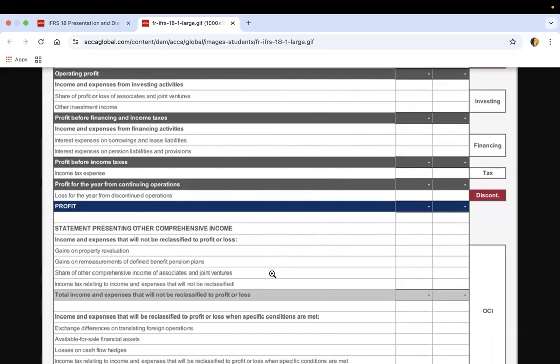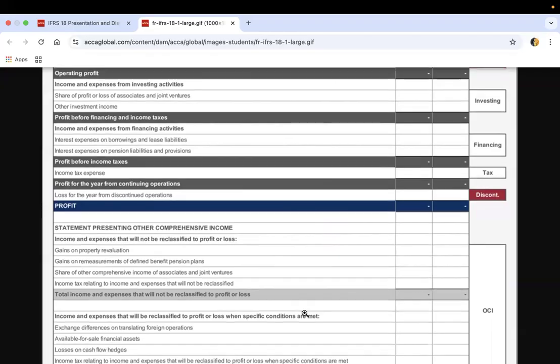Now, in OCI, what you do is this is basically SBR. So I'm not going to go into detail. I'm just going to brush it off.